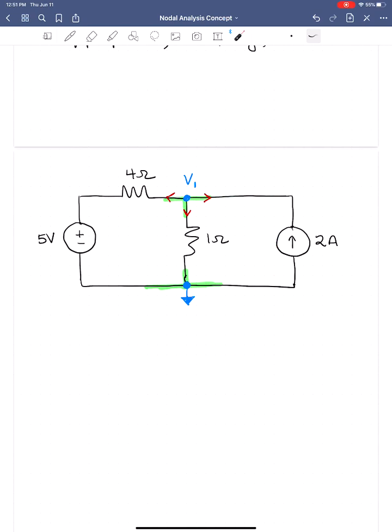Remember the hierarchy. Is there a current source? If there's a current source, we know what the current is. Except that this current flows in this direction and the source flows in the opposite direction. So for our nodal equation, I'm just going to call it node 1, the current flowing to the right is going to be -2 because it's opposite to the way the current source is flowing. Plus the current flowing down.